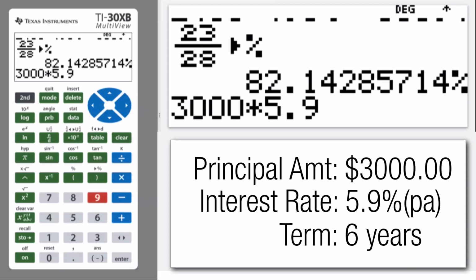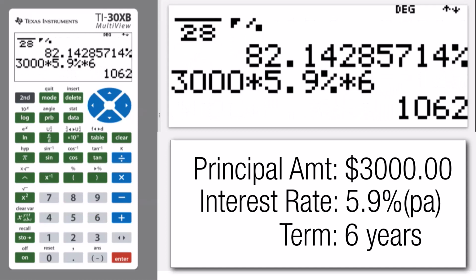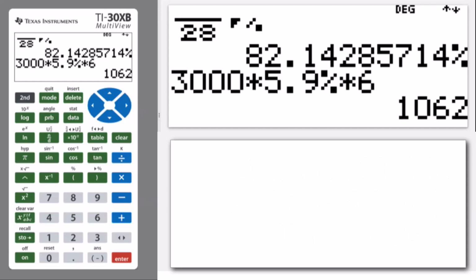So 5.9, but I need to tell it that's a percentage because remember it's part of 100. And then I multiply by the number of years, which in my case is 6. I press enter and I earn $1,062 in the total amount of time of 6 years.